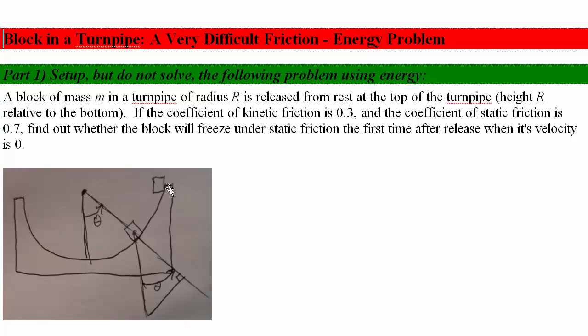So rather, the angle where the velocity is first 0, and then find out if static friction at that point is enough to hold the block still. Now, if it stops on the way down from kinetic friction, as soon as static friction takes over, then it's just going to hold still.